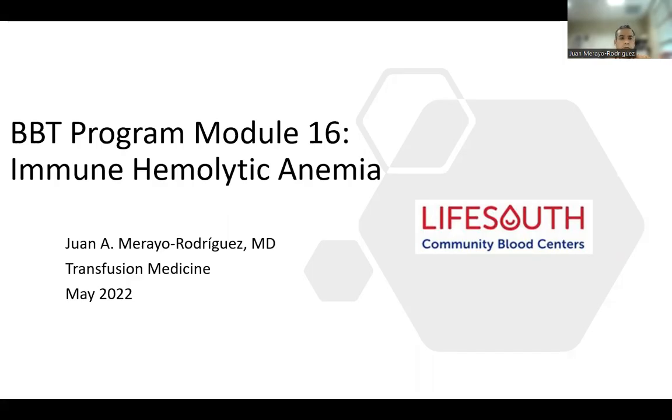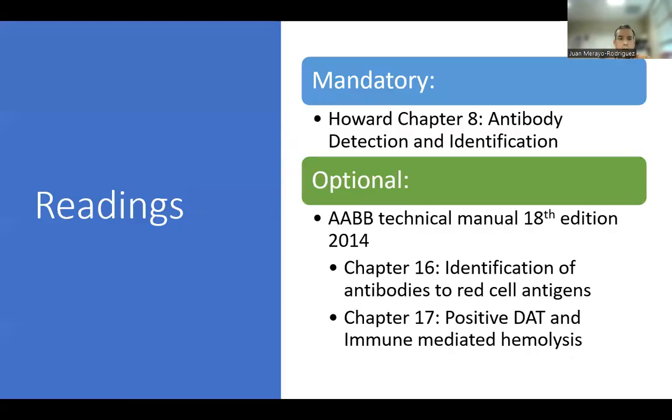I'm going to be talking today about immune hemolytic anemia. It's part of Module 16 on your VBT program. These are some of the readings that are going to be part of this program. The mandatory one, as you can see, is Howard Chapter 8. And there are some optional readings as well that will help you understand this information better.